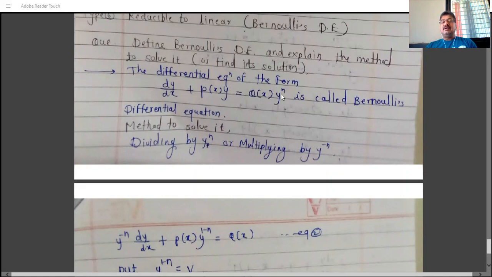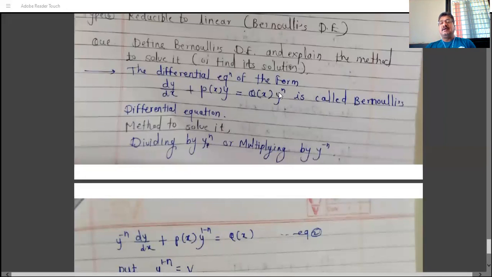Just one extra term, y raised to n, is multiplied on the RHS. So q(x) y raised to n. Here n is any integer. That is, n is either 1, 2, 3, 4. Obviously, if n is 0, then y raised to 0 is 1, and then the equation is a linear differential equation. That is, the linear differential equation is one type of Bernoulli's differential equation with n equal to 0. But here n is an integer, either odd or even.